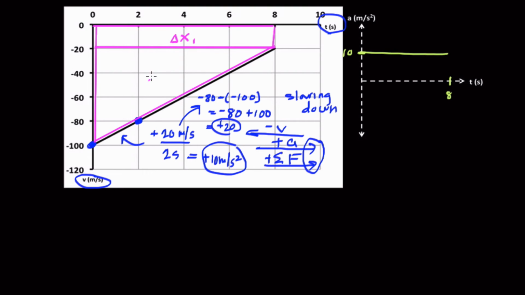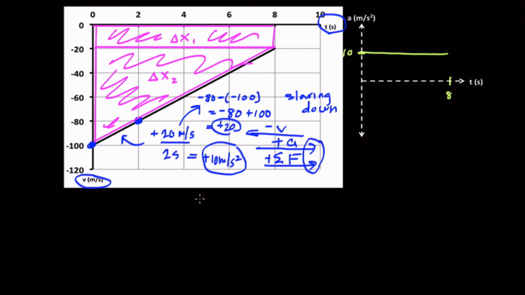I'll call this delta x1. I'll call this delta x2. I'll find their areas, and then I'll add them up, and I'll know the total displacement for this whole event. So the first area, delta x1, is just a rectangle. So that's just going to be length times width. It goes 8 seconds across. It goes negative 20 down. 8 times negative 20 is negative 160. The unit's meters, and I would know that because I'm calculating a displacement. I also know that because the product of the units gives me meters. A second times a meter per second gives me a meter.